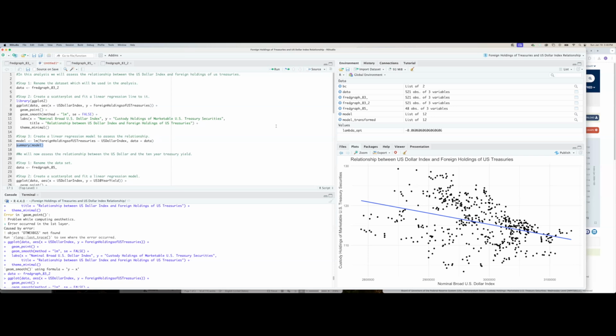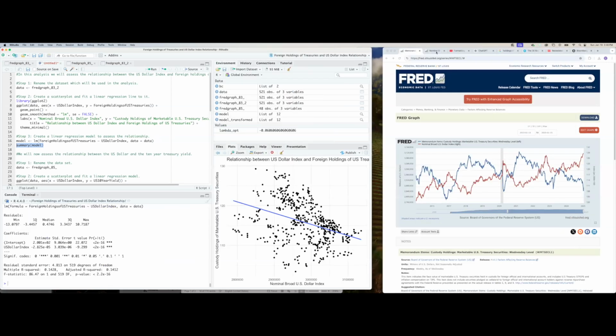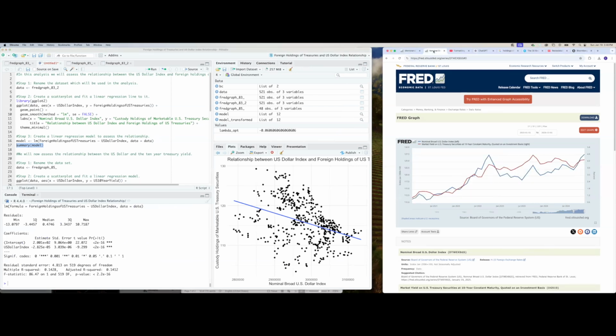Now, what are the implications of this analysis? What does it mean? What is the so what behind this analysis? Well, in order to answer that, we need to take a look at the relationship between the 10-year Treasury yield and the US dollar index. As you can see on the right-hand side of the chart, from 2021 to 2024, there has been a positive relationship, which seems relatively strong, between the US dollar index and the 10-year Treasury yield.